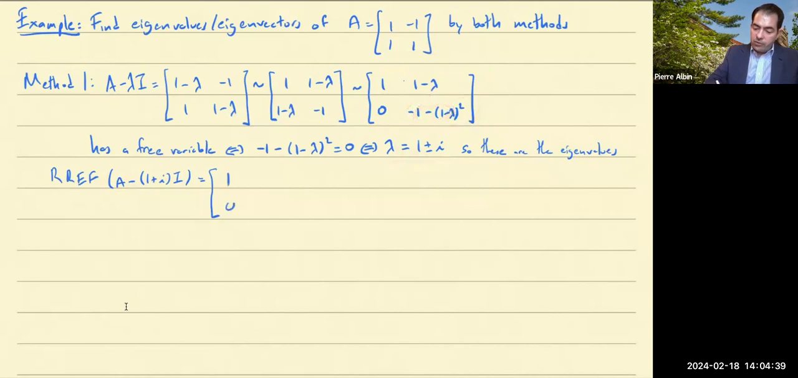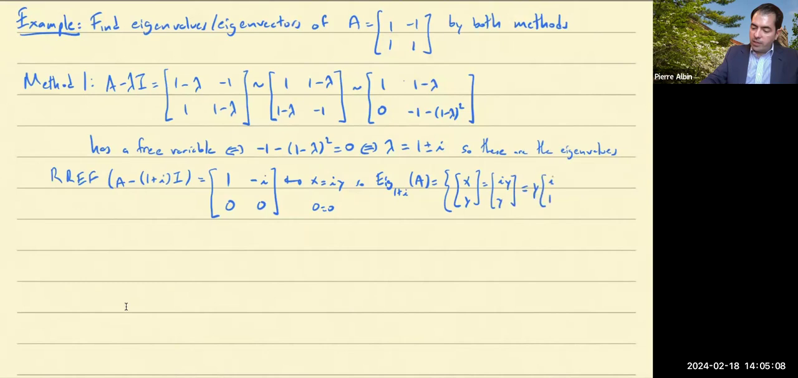So here I'm going to have 1, 0, and then since it's 1 plus i, this will be minus i, 0. Right? If I translate this to equations, I get x equals iy, 0 equals 0. Here I've written the pivot variable in terms of the free variable. So the eigenspace for 1 plus i is the set of solutions. So it's all the (x, y), where x is equal to i times y, and y is just y. So that's y times (i, 1) with y arbitrary.